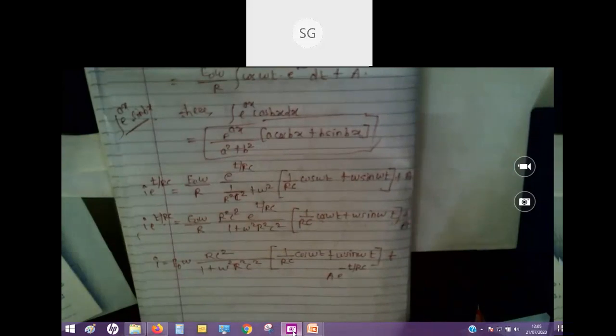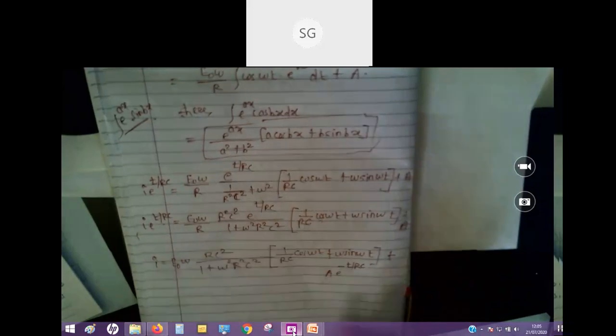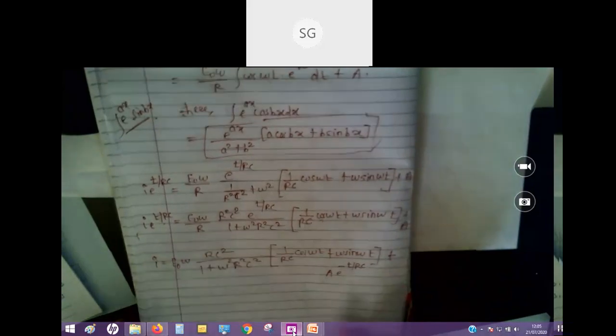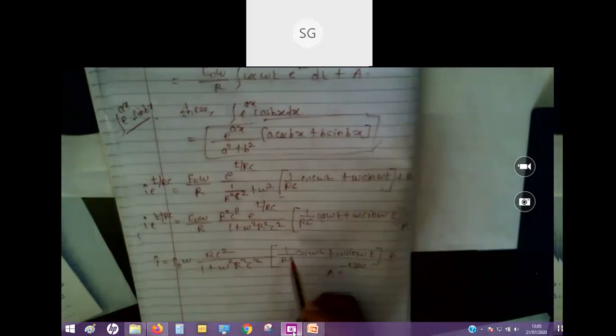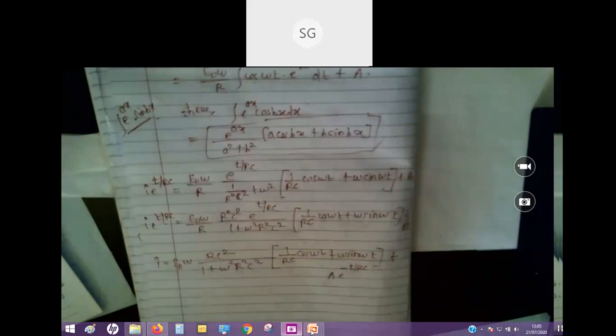If you again rearrange, this can be the final form also, no problem. And if you want to further rearrange, you can do this also. That is not a problem. So this can be a final answer. Are you getting this? Please confirm in the chat box.